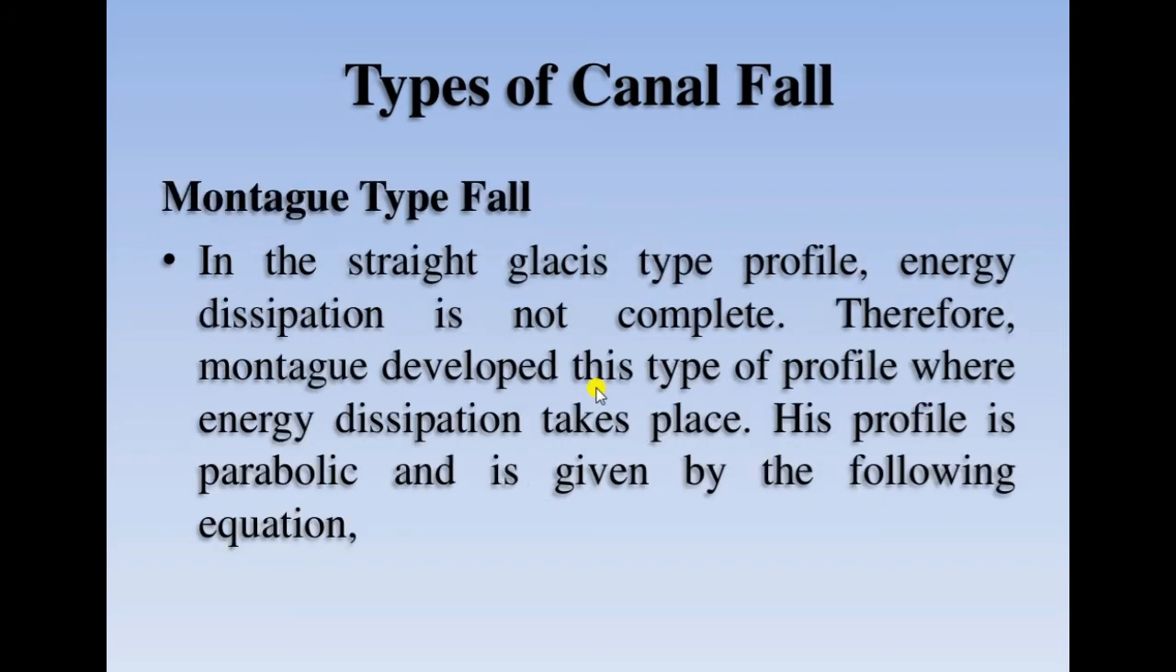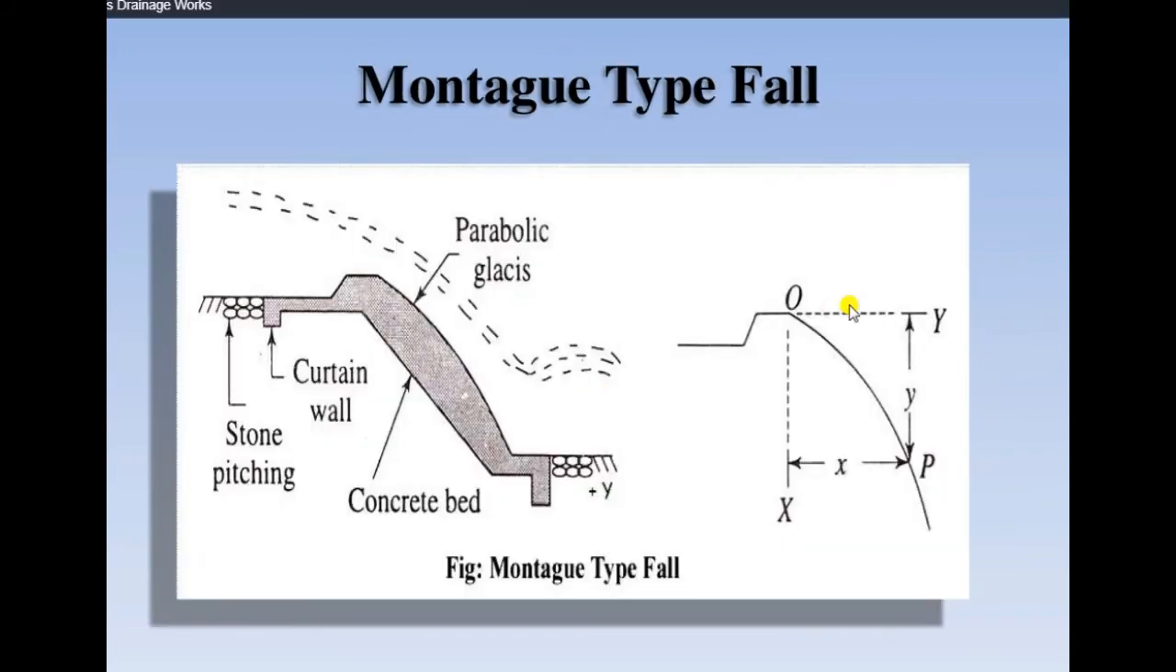Montague type fall. In the straight glacis type profile, energy dissipation is not complete. Therefore, Montague developed this type of profile where energy dissipation takes place. His profile is parabolic and is given by the following equations. So, that is the parabola and the equation of parabola used in the designing of the Montague type fall. So, that is the parabolic glacis slope. That is not an ogee fall. Ogee fall shape is a reverse S shape profile, and that is the parabolic profile. So, in this type of shape, the energy dissipation may be complete.